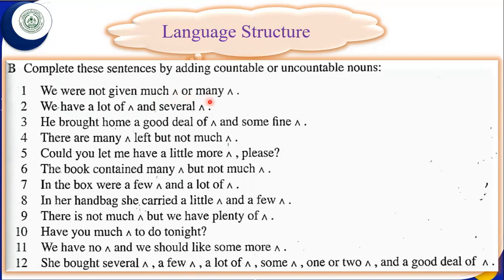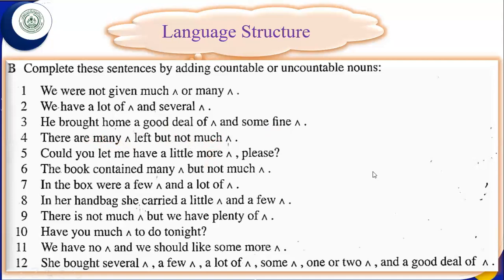After this, here is written many. Oh yes, this many is the adjective used with countable nouns. Now we know how to find out that the noun will be used countable or uncountable. Here a lot of is used with both, several is used with countable, a good deal of uncountable, some fine, some is used with both, many countable, much uncountable.